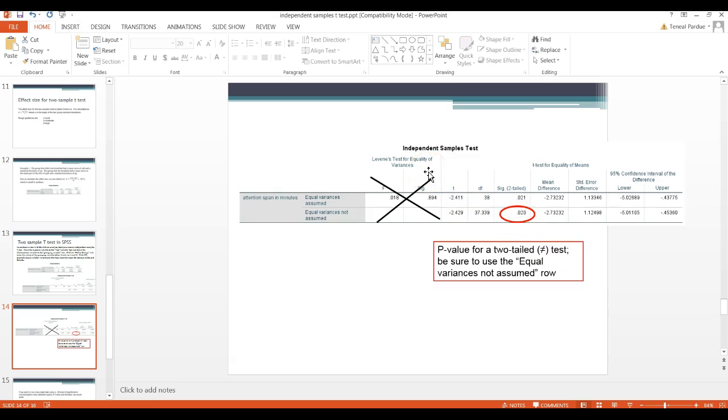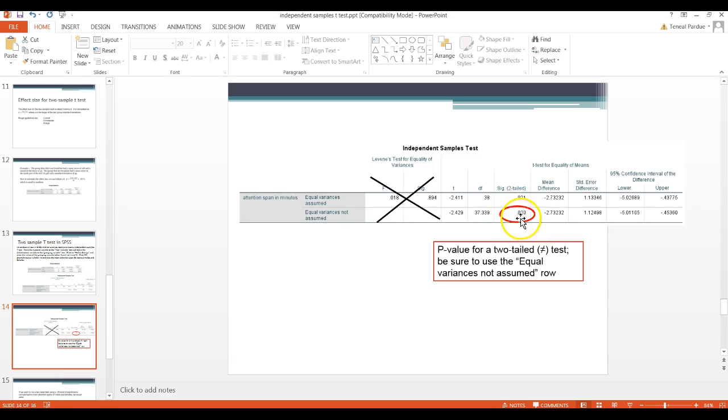Now, there's a lot of information on here that you don't need. So let me tell you what you don't need first. This Levene's test for equality of variances, ignore it completely. That is not anything we're ever going to look at. What we're looking at is really two boxes here. This is the test statistic, and this is the p-value. So we're looking for the t and the sig two-tailed for the equal variances not assumed row. This is the same thing we looked at in StatCrunch, where you uncheck the box for equal variances assumed.